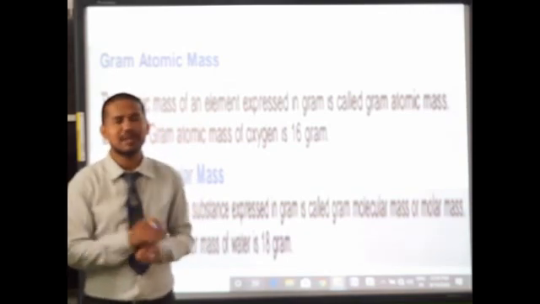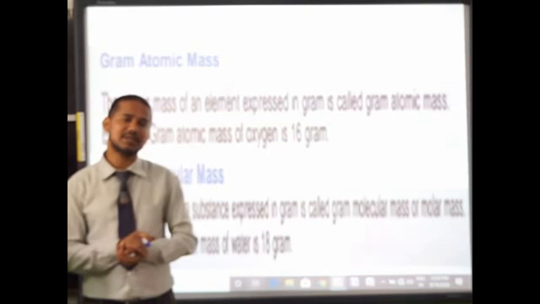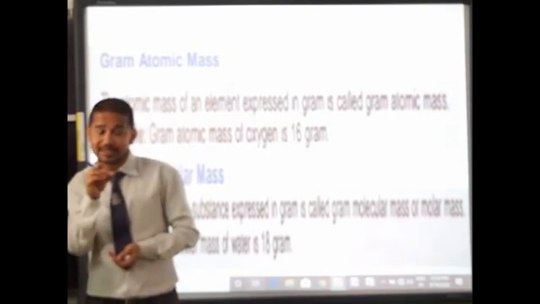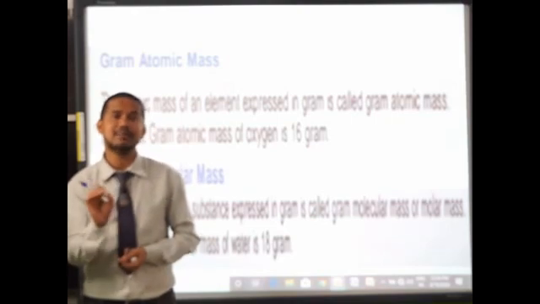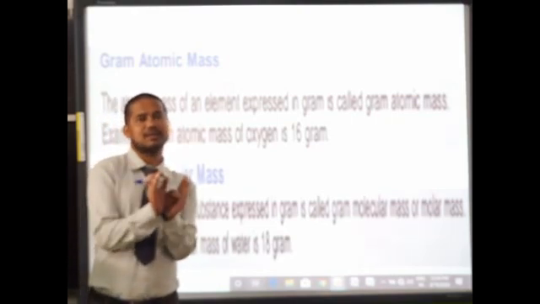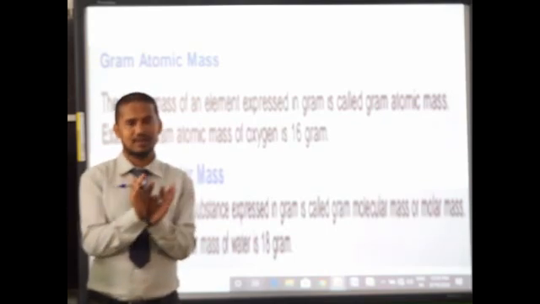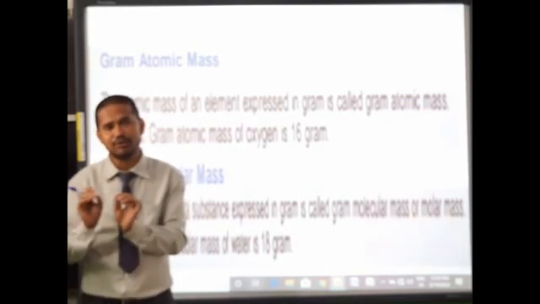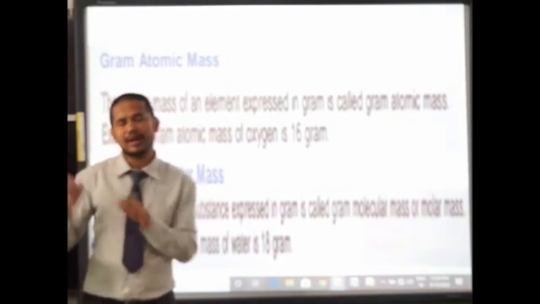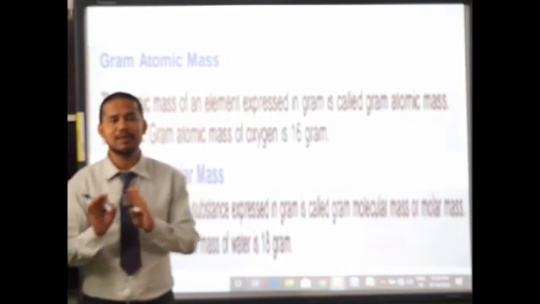For example, what is the relative atomic mass of oxygen? 16 AMU. But if you write 16 gram, that means it is gram atomic mass. And the relative molecular mass of carbon dioxide is 44 AMU. But if I write 44 gram, then it becomes gram molecular mass.